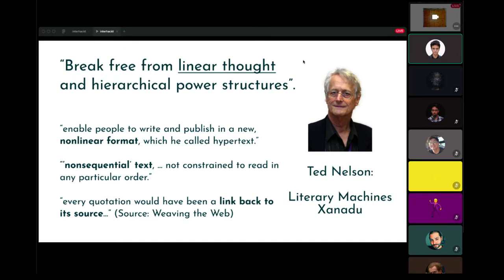His philosophy was around this notion of breaking free from linear thought and hierarchical power structures. His most famous project was the Xanadu project. And he influenced many of us working in hypertext with many of the notions of nonlinear format, non-sequential text, and the topic of this talk, backlinks, which are pieces of links that link back to the source. Of course, he had some other opinions about the purpose of backlinks in terms of intellectual property and monetization, but that's not core to our conversation, because what really matters about backlinks is that they help you navigate between different pieces of knowledge.